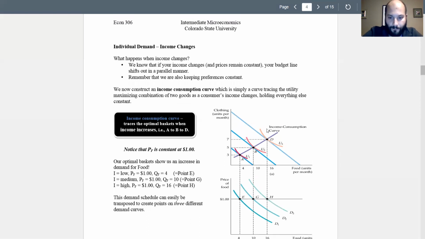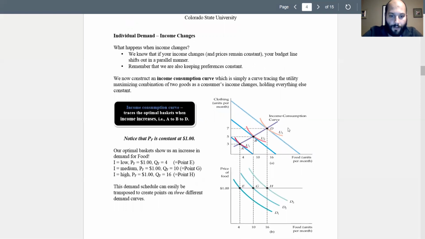So again, hopefully the name will help you remember: when we have changes in income, what are the changes in the optimal consumption bundles? Income consumption curve. There are actually two curves we can relate this to.